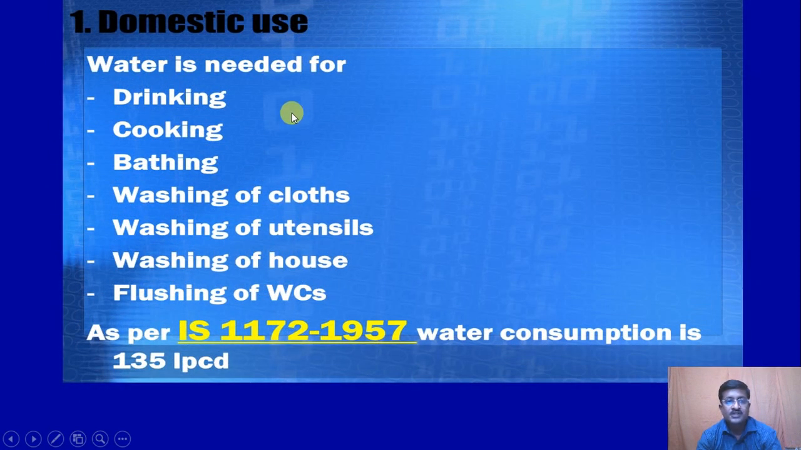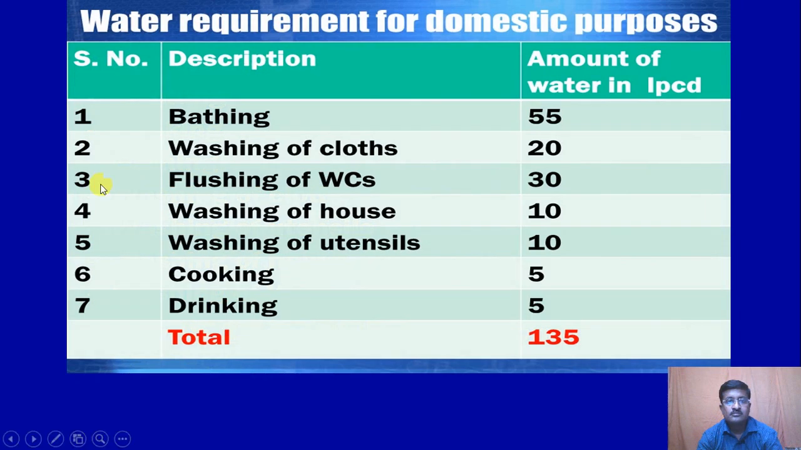So what is included in the domestic use? Water is needed for drinking, cooking, bathing, washing of clothes, washing of utensils, washing of house, flushing of water closets, etc. As per IS 1957, water consumption is 135 liters per capita per day. Water requirement for domestic purposes: in this column the description is there, and the amount of water in liters per capita per day is given. Bathing 55 liters, washing of clothes 20, flushing of water closets 30, washing of house 10, washing of utensils 10, cooking 5, drinking 5, and the total comes to 135 LPCD.